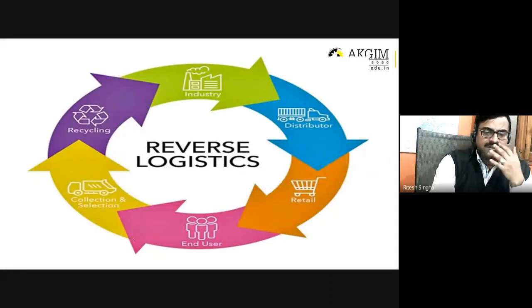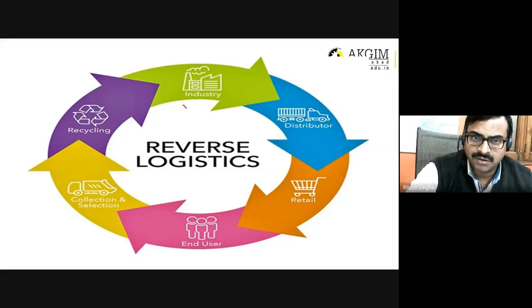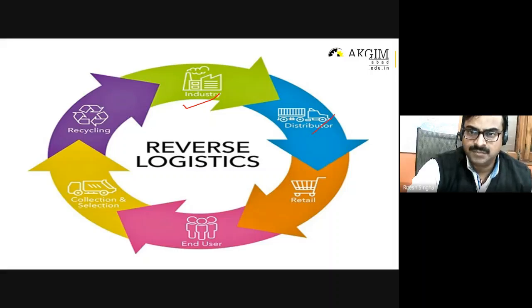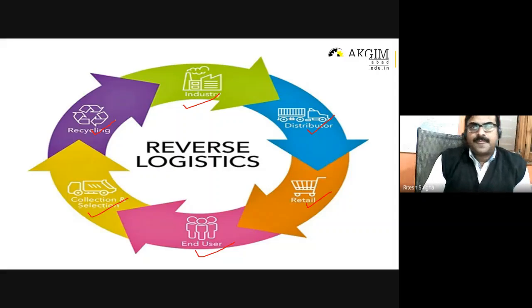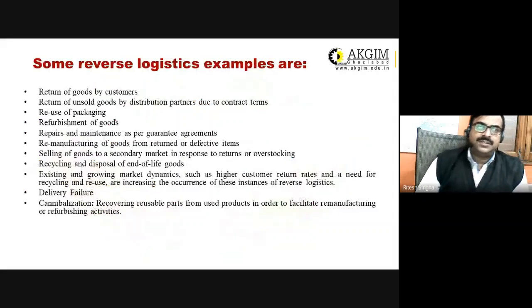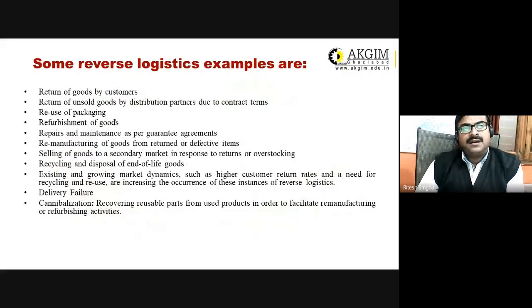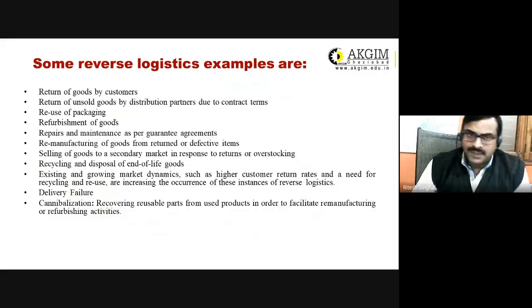This image shows how reverse logistics is important for different industries. The distributor is involved in reverse logistics, the retailer is also involved, and the end user is definitely there, along with collection and selection of the material, and ultimately its recycling. There are a few examples of reverse logistics management. One is the returning of goods by the customer, a simple return.